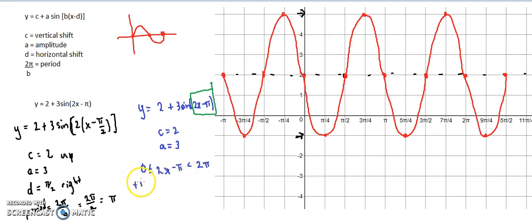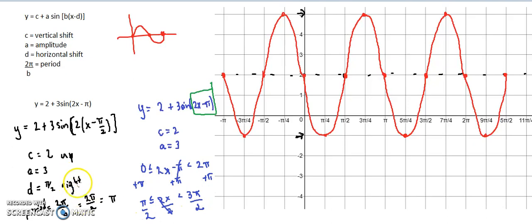We want to get x by itself. We can add pi to every section. We've got pi less than or equal to 2x, this is going to cancel out, less than or equal to 3 pi. And then we want to get x by itself, so we divide by 2. And we get that x is between pi over 2 and 3 pi over 2. That tells you your x values for one period.